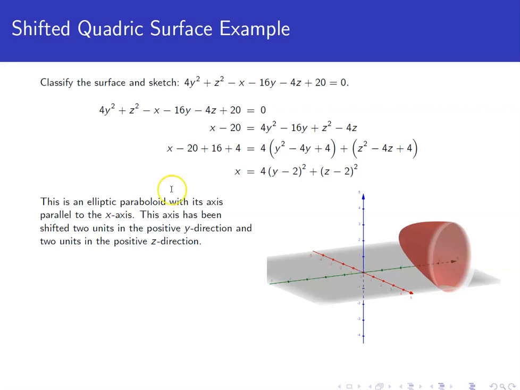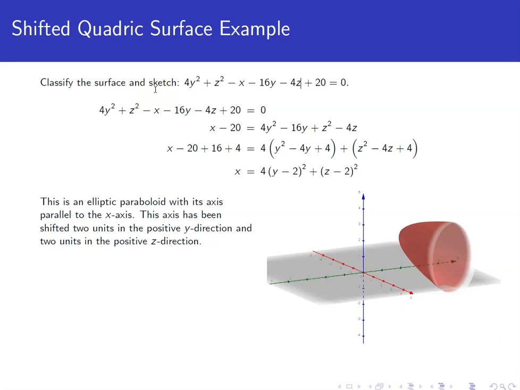The pieces here that are telling us that we've got some shifting going on is, notice that we have the y squared and the z squared, but we also have some linear terms in y and in z. So that's what's telling us that we're going to shift some direction in the y direction and some direction in the z direction. This linear x all by itself does not tell us that because we don't have a corresponding x squared to go along with it.